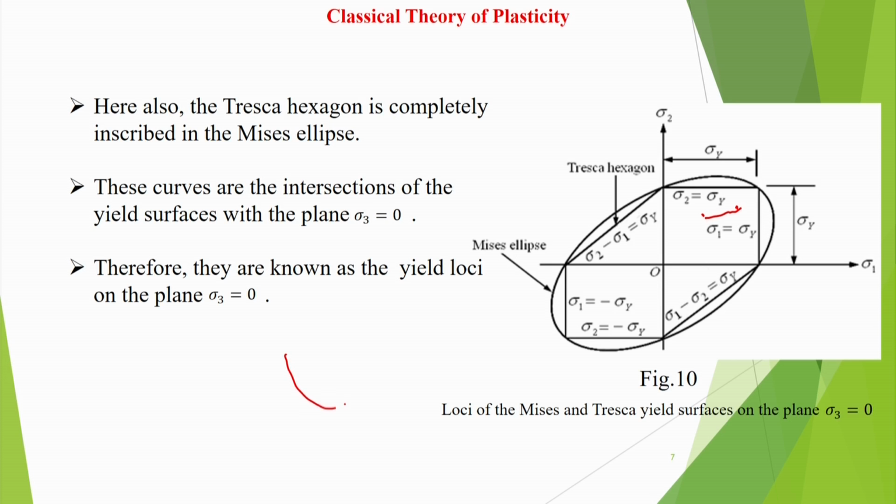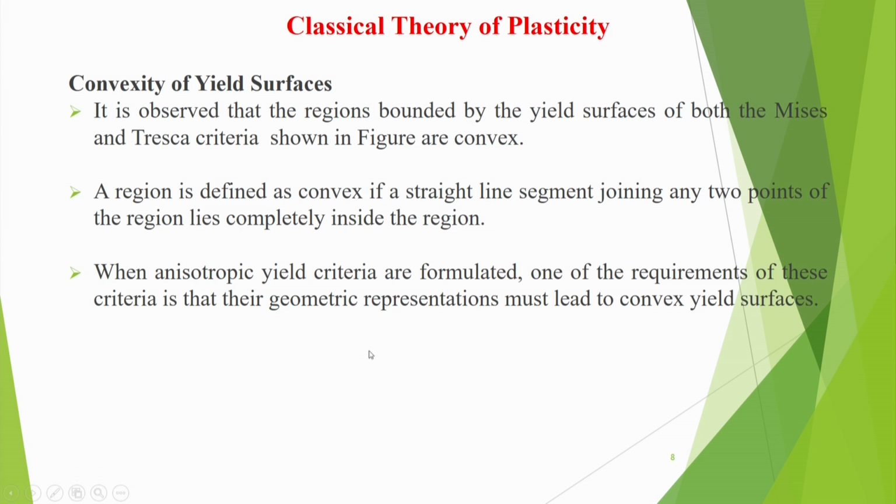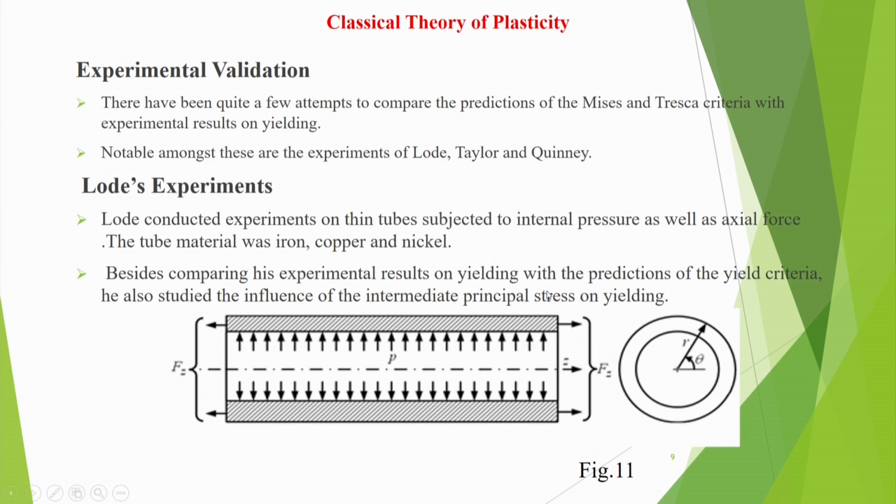But if I make some profile like this, and I take a point here inside and a point here and join them, then you see that part of the line is going outside, which means this is not convex. So when isotropic yield criteria are formulated, one of the requirements is that their geometric representation must lead to a convex yield surface. That means we should always have a convex type of yield surface.